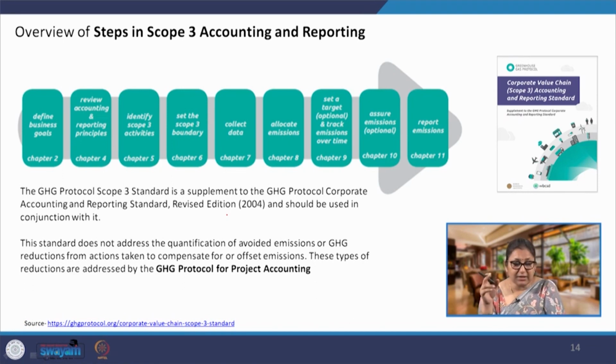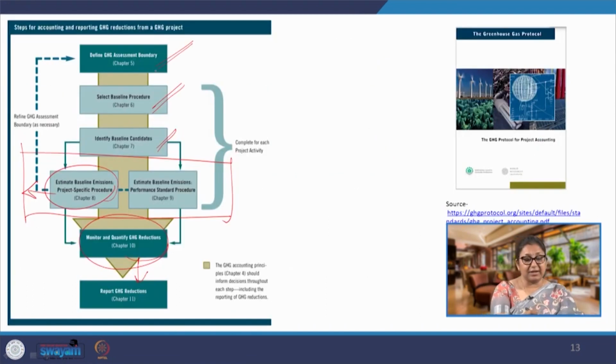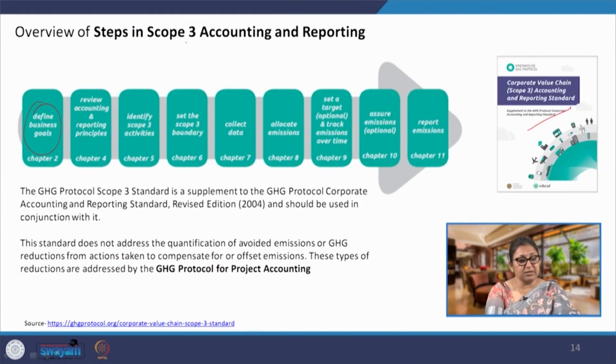Now, if we look at the accounting and reporting and the steps for only scope 3, it is very similar. These steps are given in the Corporate Value Chain Scope 3 Accounting and Reporting Standard, and they are very similar to what we have just seen, but they slightly vary. For example, in this one we are defining the business goals very clearly first, while in the previous one we directly went ahead with identifying the project and defining the boundaries. Here we are first defining the business goals and then reviewing the accounting and reporting principles clearly.